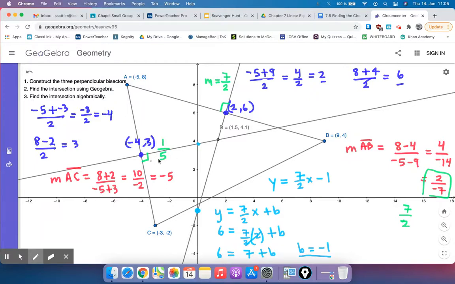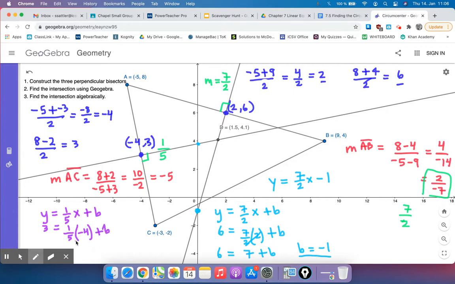Okay, almost there. Now we need to get the equation of the other perpendicular bisector. So doing the same steps, we need the slope. So let's do it over here. y equals 1/5 x plus b. And we plug in that midpoint. So y is 3, 1/5 times -4 plus b. And then we solve that.